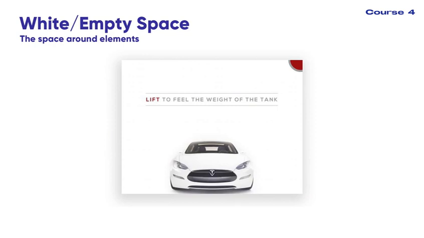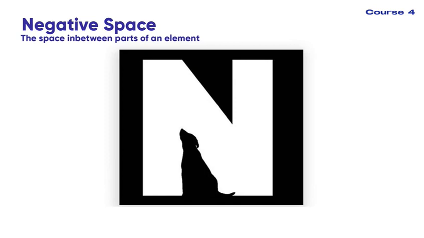In this design by Tesla, the spaces around the text and car that has nothing else on them is what we call the empty space. In design, empty spaces are used to ensure focus and to draw attention to specific objects. Let's look at negative space. Negative space is the space in between parts of an element.